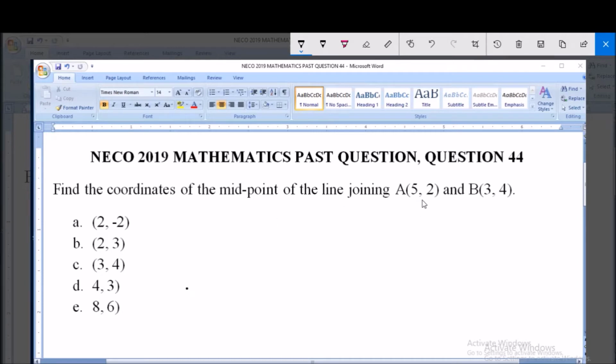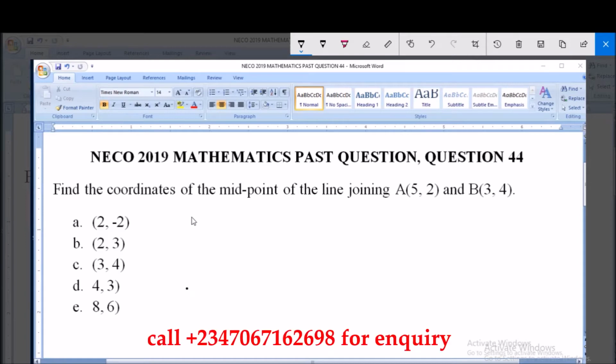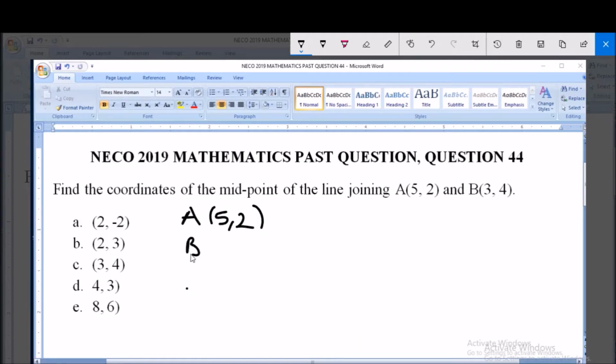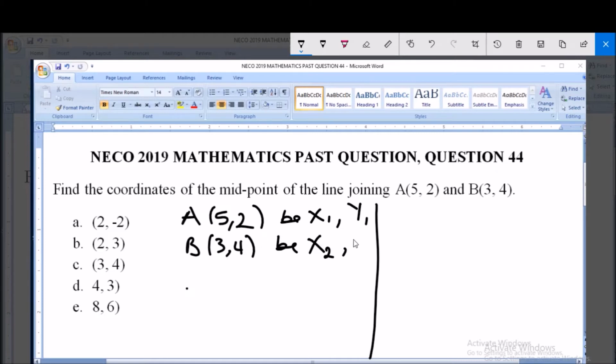These 2 points. Now, these are points. Point A with coordinates of what? 5 and 2, and point B with the coordinate of what? Coordinates of 3 and 4. Now, with point A having a coordinate of 5 and 2, we can say what? Let this be x1 comma y1, and point B having a coordinate of 3 and 4, let this be x2 comma y2.